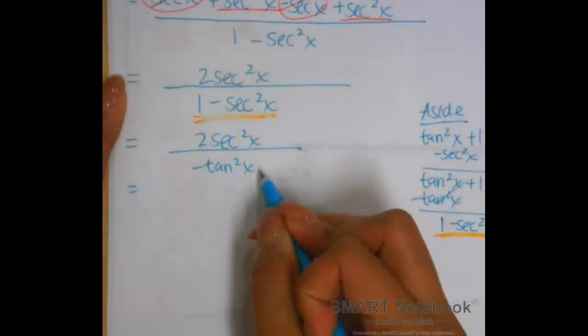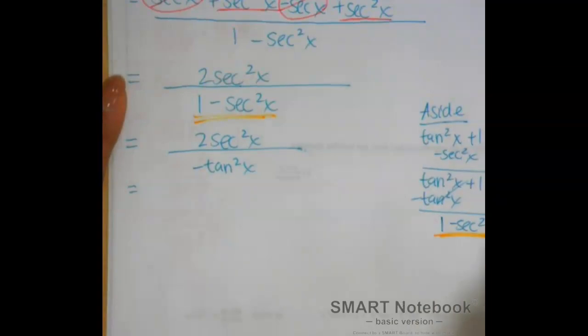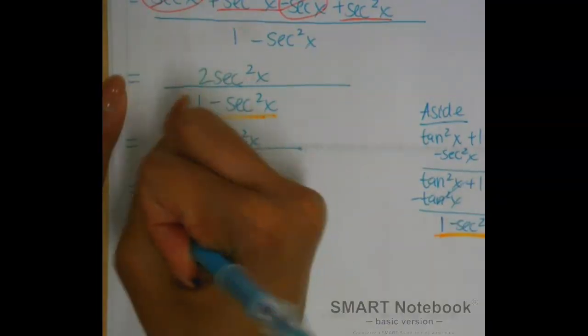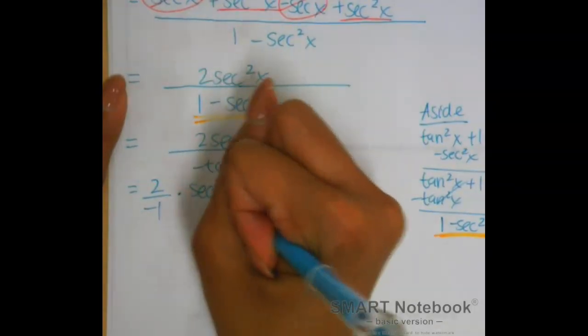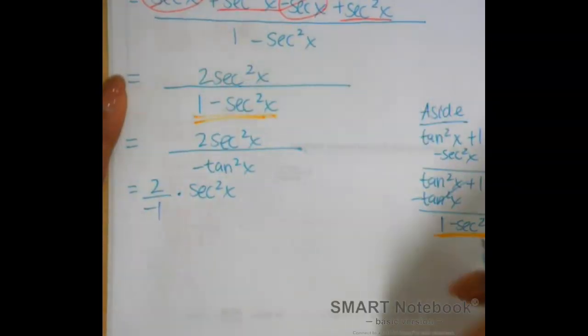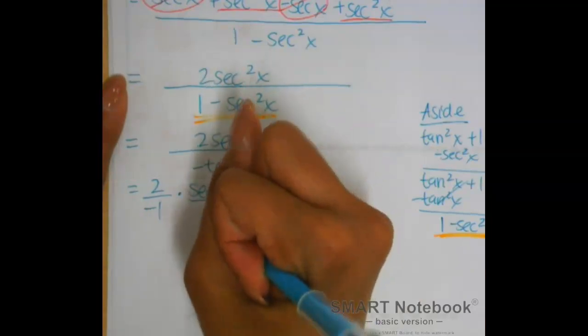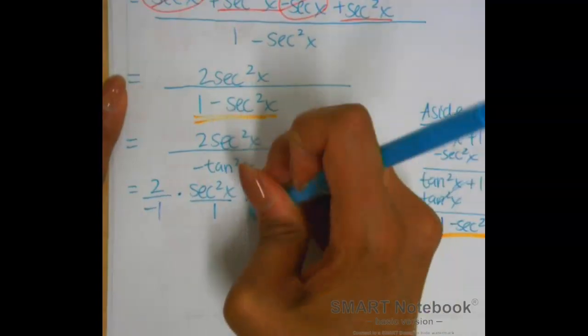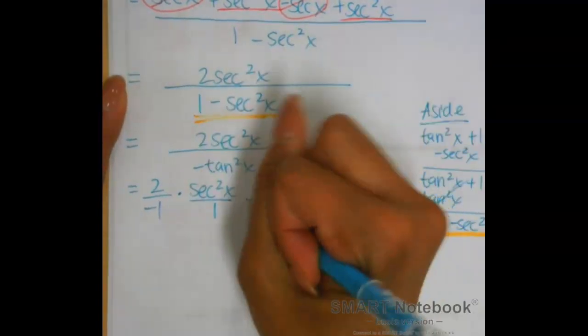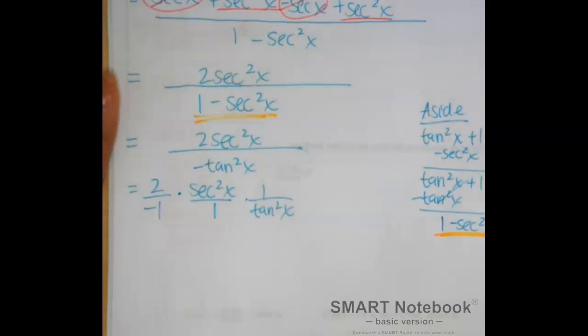These are technically fractions. We can split each of them into one big fraction, or one fraction for each term. So I'm going to make this 2 over negative 1 times secant squared x. Secant squared x would technically be over what? And then we'll also have tangent. Oops, and a tangent is in your denominator. So make sure you put 1 over tangent squared x.